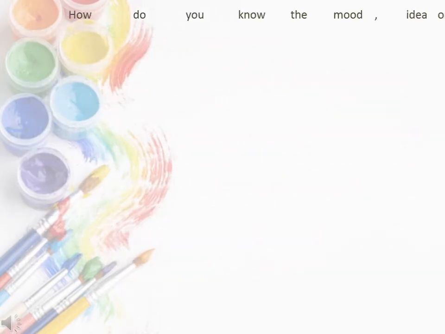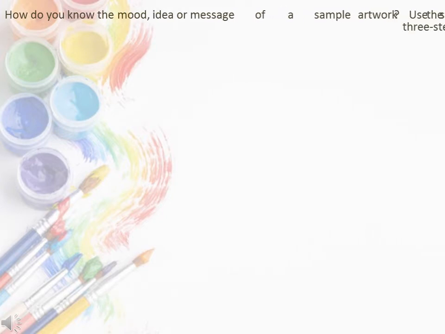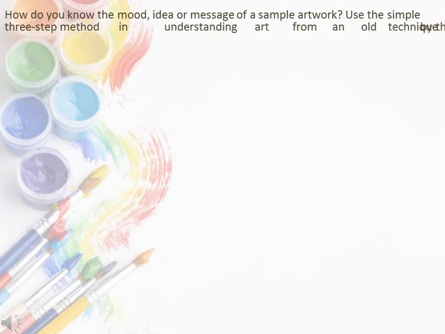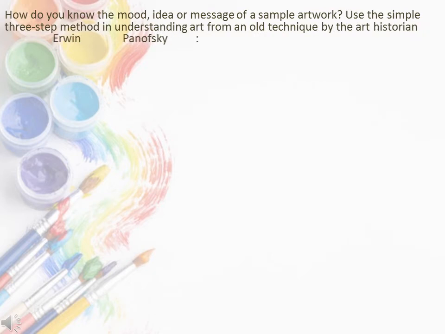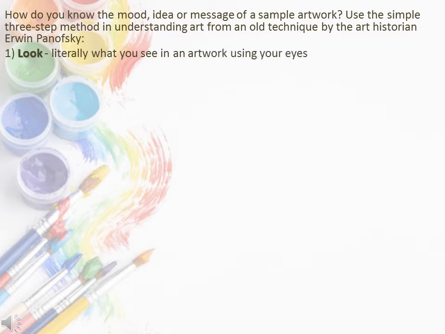How do you know the mood, idea, or message of a sample artwork? Use the simple three-step method in understanding art, from an old technique by the art historian Erwin Panofsky. One: Look. Literally, what you see in an artwork using your eyes.